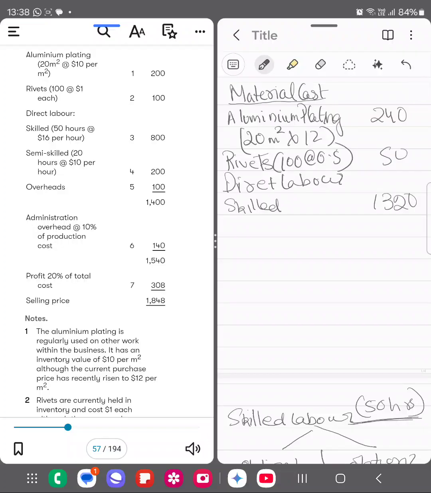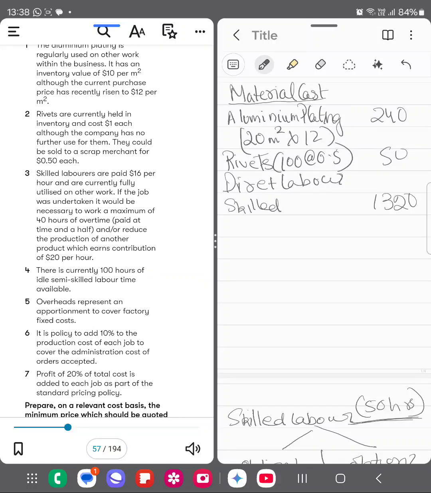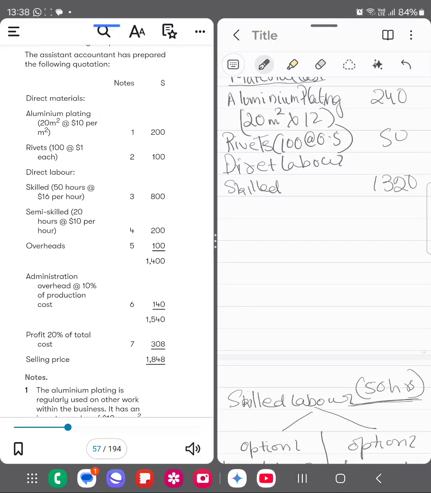If we talk about semi-skilled labor, it is 20 hours at the rate of 10 per hour. And for this, note 4 is given: there are 100 hours of idle semi-skilled labor time available. 100 hours are idle. That means what will be the relevant cost for idle? For idle capacity there is no relevant cost, so the relevant cost for semi-skilled will be 0.